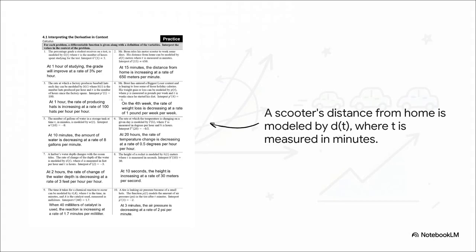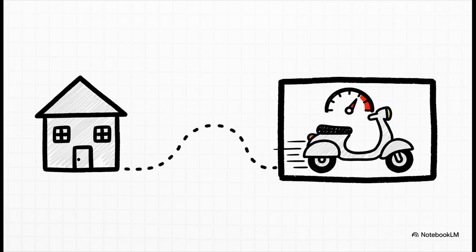Okay, let's make this feel real. Here we've got a function, d of t, that's just tracking a scooter's distance from home over time. Now, suppose someone tells you that the derivative at the 15-minute mark, or d prime of 15, is 650. What on earth does that actually mean in the real world? It means exactly this. We've just translated from calculus speak into plain English. At that exact moment, 15 minutes into the ride, the scooter is moving away from home at a very specific speed, 650 meters per minute. The derivative gives us that perfect instantaneous snapshot of what's happening.